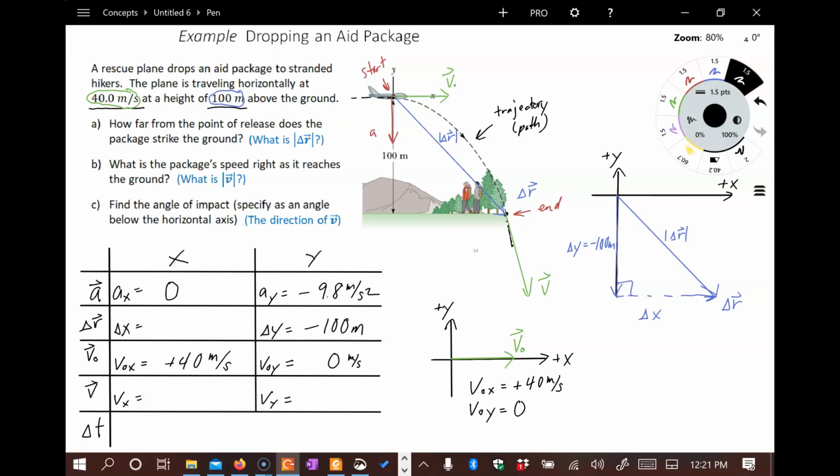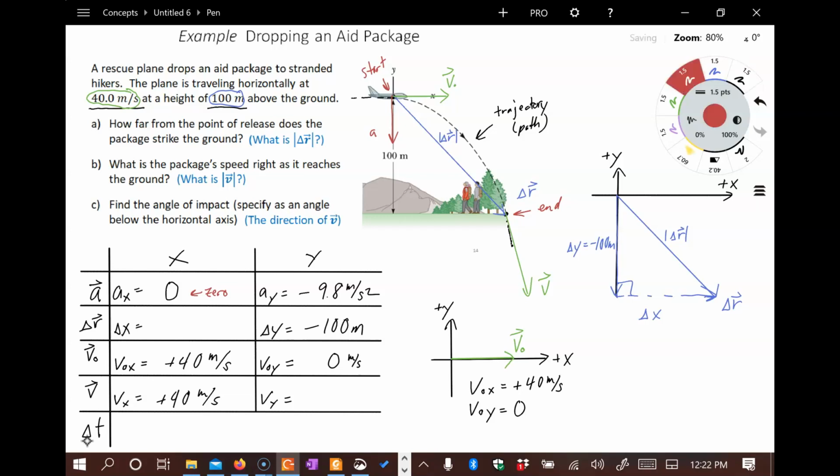Now, while we're at it, we know that the acceleration in the x direction equals 0, right? Acceleration is the change in velocity, and if there's 0 acceleration, the velocity in that direction will never change. Therefore, at the end, the x component of velocity is still the same. So your final x velocity is still 40 meters per second because there's no acceleration. Now, looking at our chart, we have a lot of data. I've got 3 things in the y direction and 3 things in the x direction.